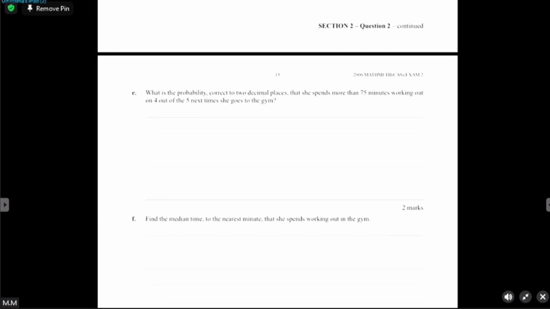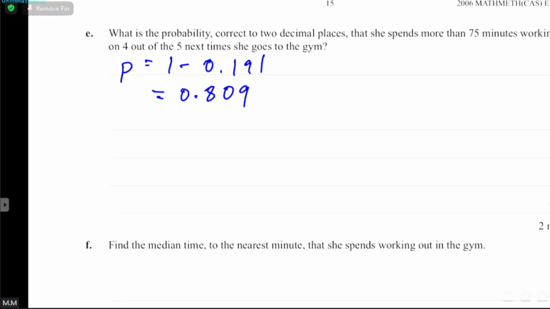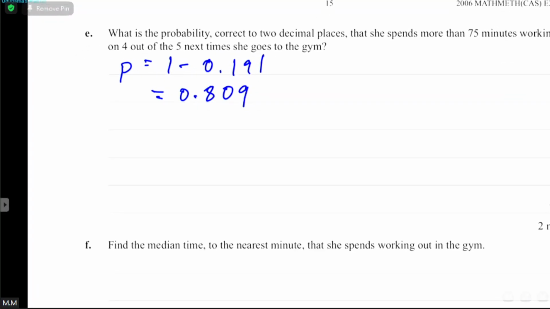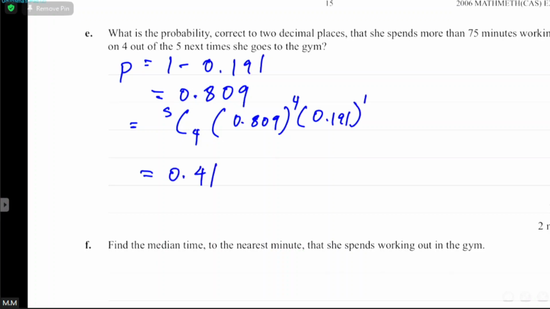So here the probability of success is 1 minus 0.191, so that's about 0.809. And here you use that same probability in the binomial formula that you use in multiple choice. So 5 choose 4, 0.809 to the power 4, 0.191 to the power 1. So that gives you 0.41, correct to 2 decimal places.